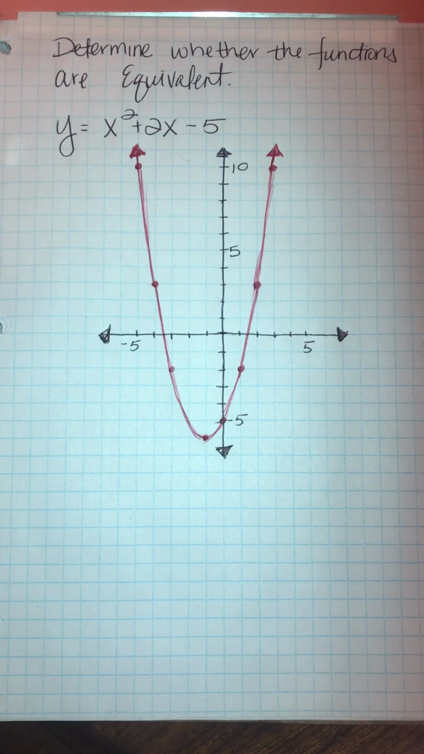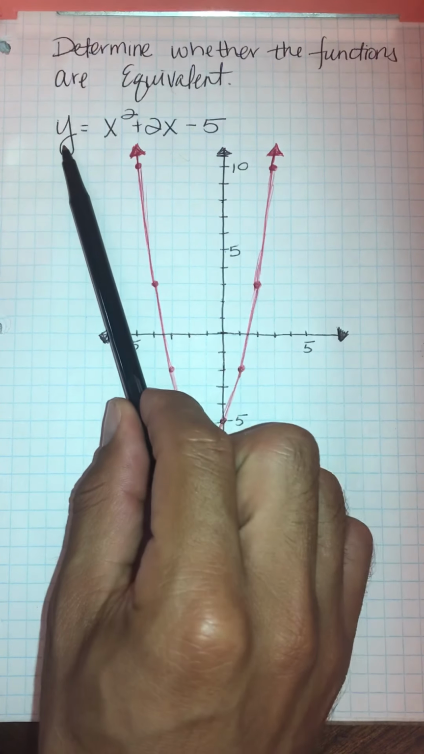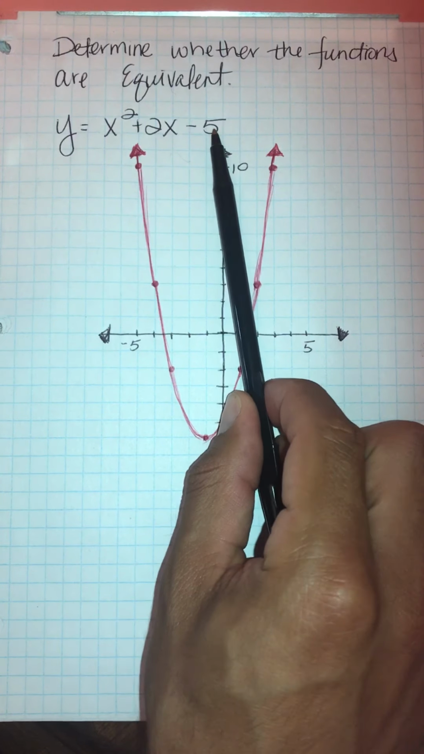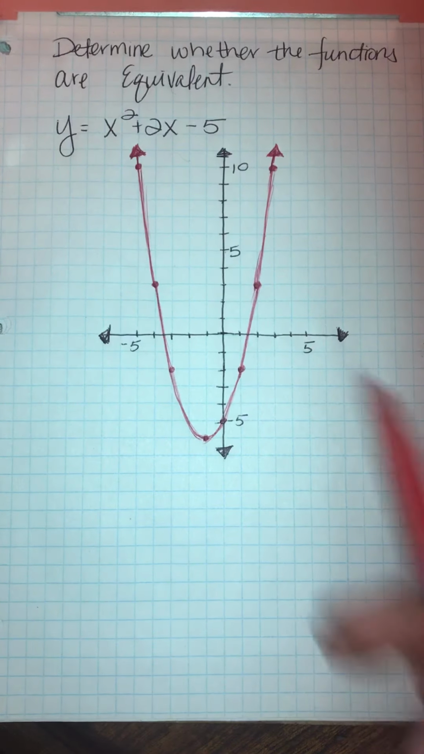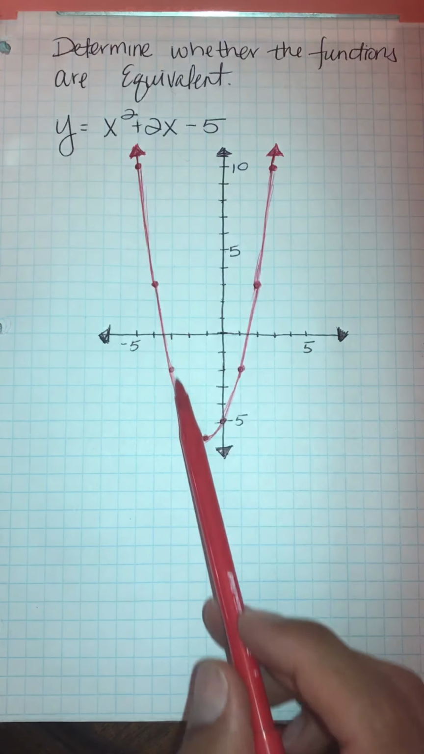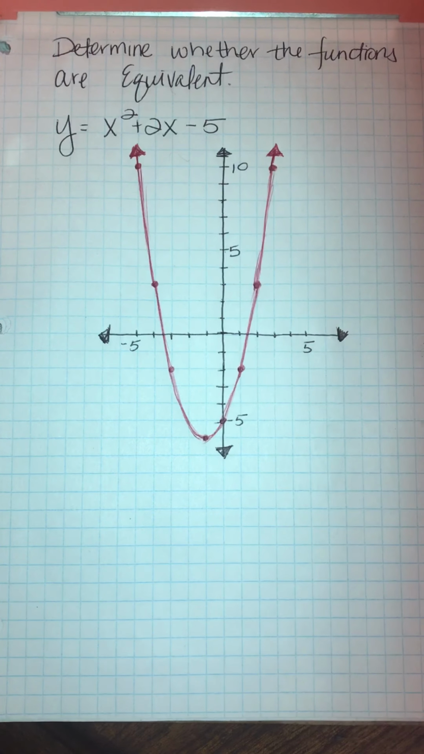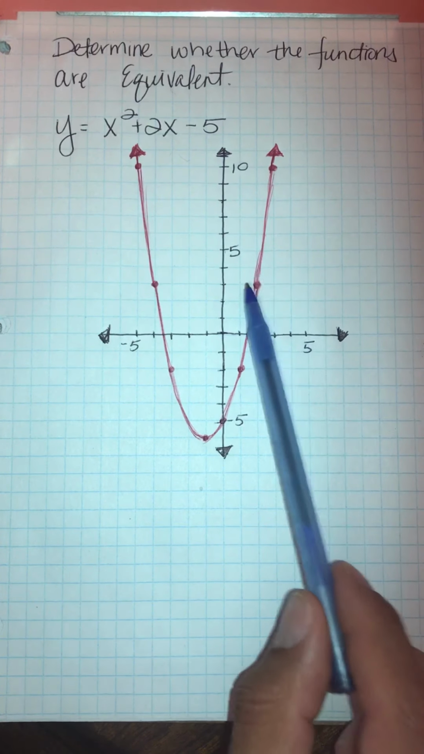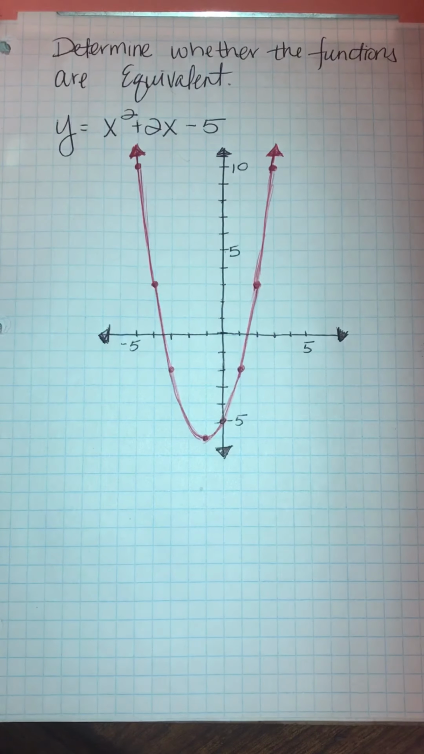Alright guys, so what we want to do today is determine whether the functions that are given here are equivalent. The first function we're given is y equals x squared plus 2x minus 5. Then we're given this graph here. Hopefully we all remember that this is a parabola. Now we need to determine if these two are equivalent. Essentially, is this the graph of that function?